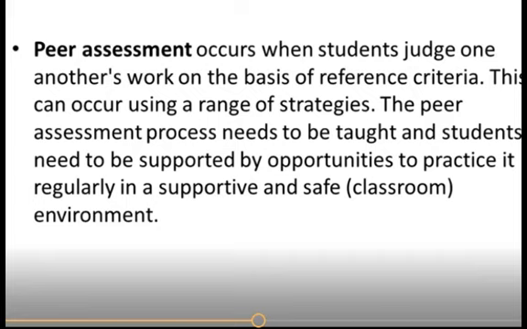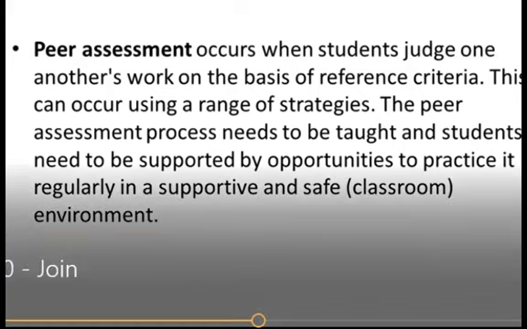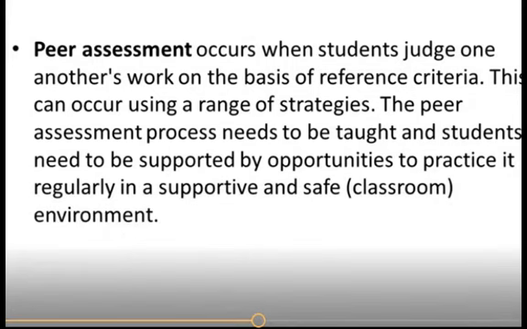A peer assessment process needs to be taught for the students, need to be supported by opportunities to practice it. ഈ പിയർ അസസ്മെന്റ് ചുമ്മാതെ നടത്താൻ പറ്റില്ല. പിയർ അസസ്മെന്റ് എങ്ങനെയാണ് ചെയ്യേണ്ടതെന്നുള്ള സ്റ്റുഡൻസിന് നല്ലൊരു അവയർനെസ് അല്ലെങ്കിൽ ഒരു റെഫറൻസ് ക്രൈറ്റീരിയ ഒക്കെ കൊടുക്കണം. Once they are taught how to do this, it is very good. It is a very safe environment. See, there is no tension that the teacher, an outsider, who knows everything, comes and evaluate me. No, you are evaluated by your friends. So it's a very safe environment.